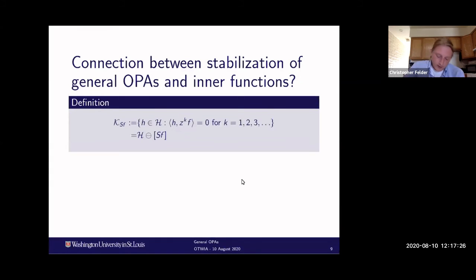And this definition is what I will just read aloud: K_S F. I don't have a name for this set. I'm open to suggestions if anybody has any. And it's just the functions g in H so that the inner product of g with z to the k F is 0 for k greater than or equal to 1.